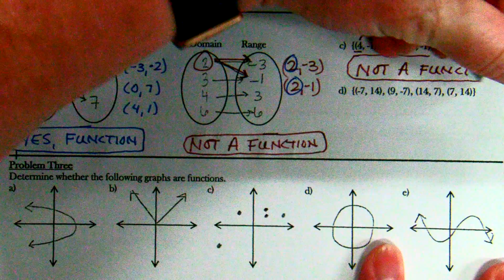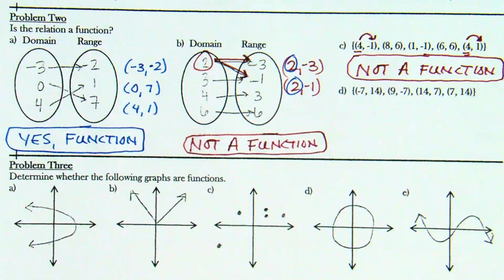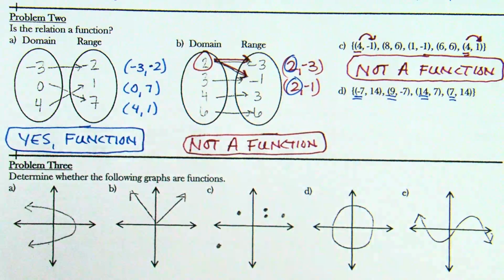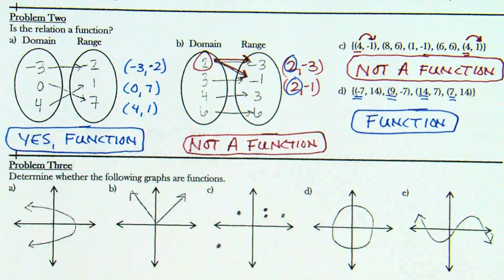And that takes us to D. More ordered pairs. Function or not a function? Why do we say it's a function? Yeah. I have 4 unique x's here: -7, +9, +14, +7. Each x is different. So this one is a function. Okay, we got a grasp on function versus not a function?